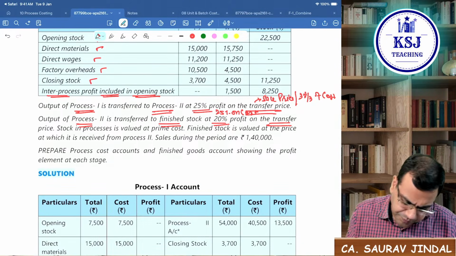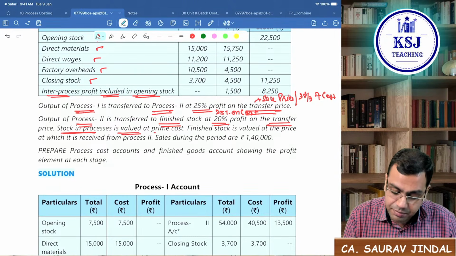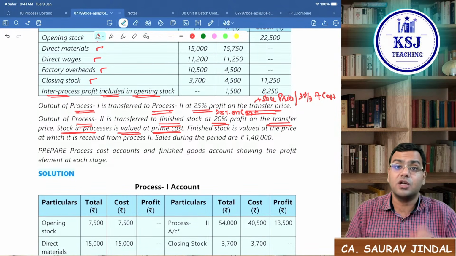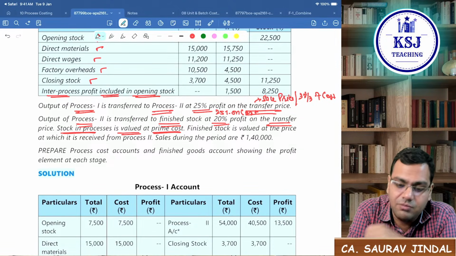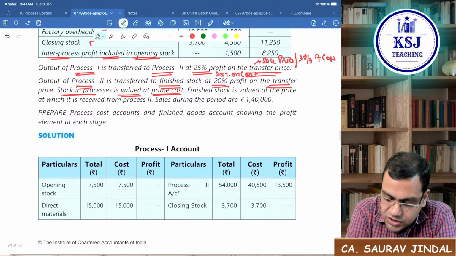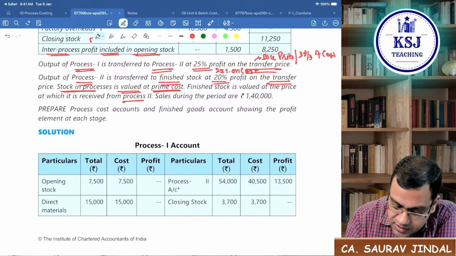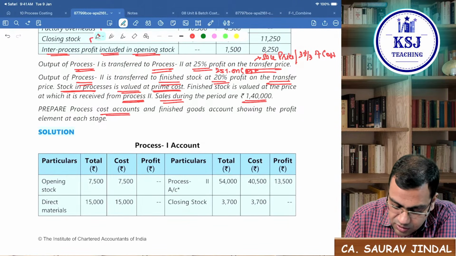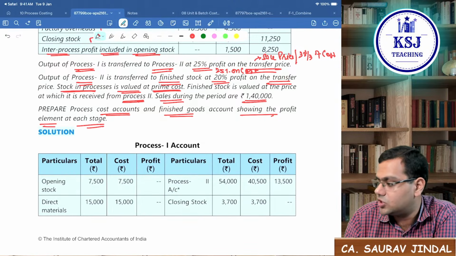After that, stock in processes is valued at prime cost. Whatever the stock which is there, that is the closing stock, is to be valued at prime cost. The finished stock is valued at the price at which it is received from process number 2. Sales during the period are 1,40,000. Prepare the process cost accounts and the finished goods account showing the profit element at each stage.